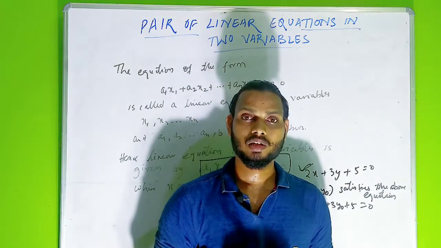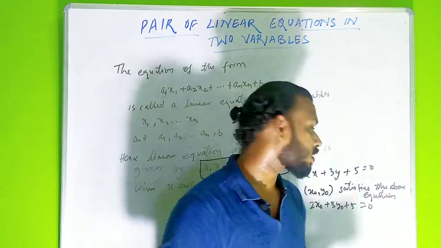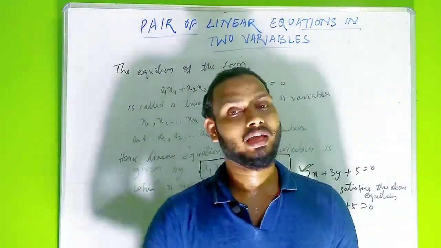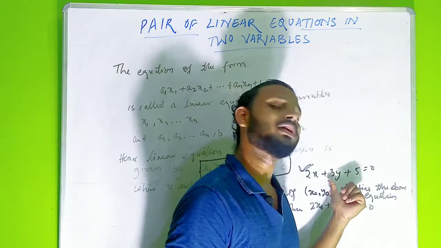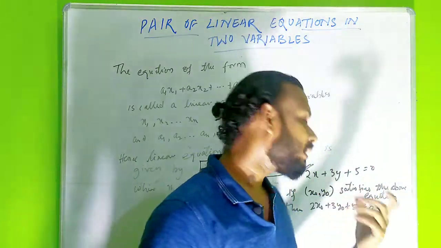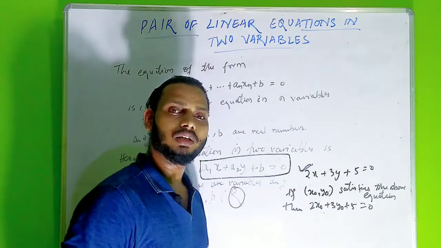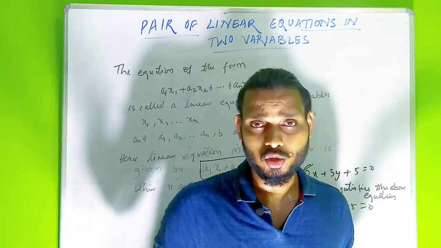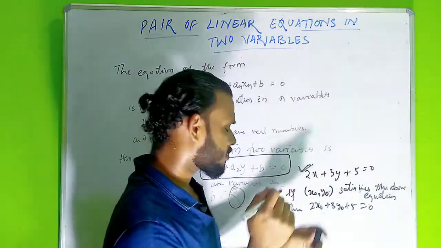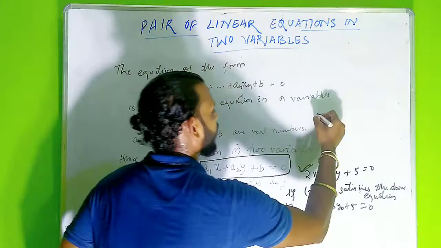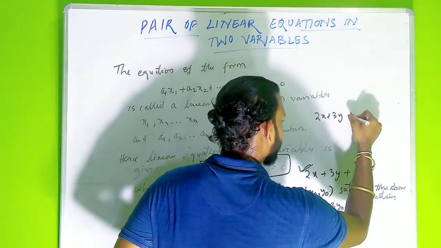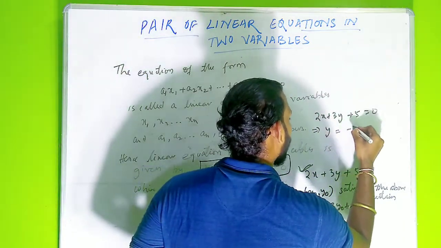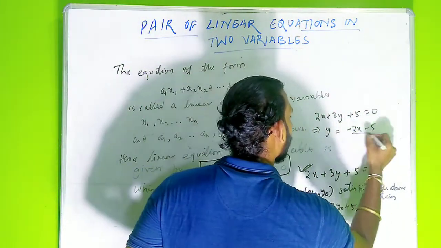So now the question comes. How many solutions for this linear equation actually exist? So the answer is yes, it has an infinite number of solutions for this linear equation in two variables. Or for any linear equation, if I say the general form of a linear equation, it has an infinite number of solutions. How to see this? Let me first solve this algebraically. So 2x plus 3y plus 5 is equal to 0. That implies y is equal to minus 2x minus 5 by 3.